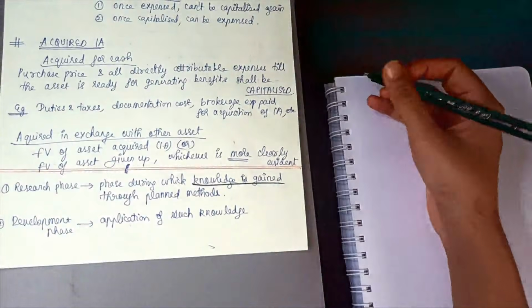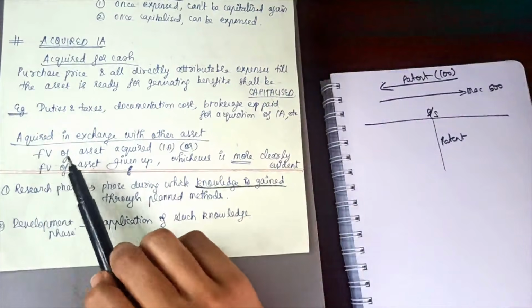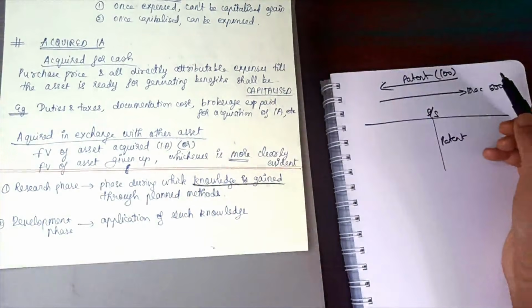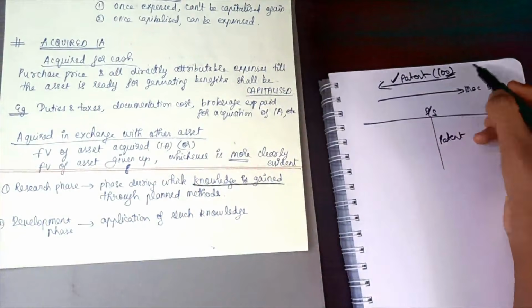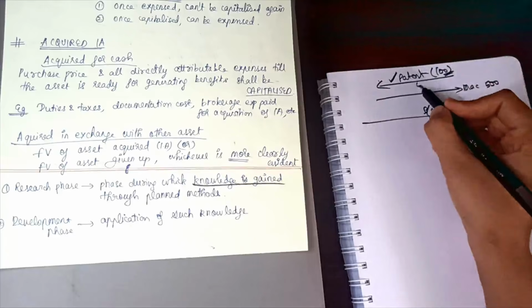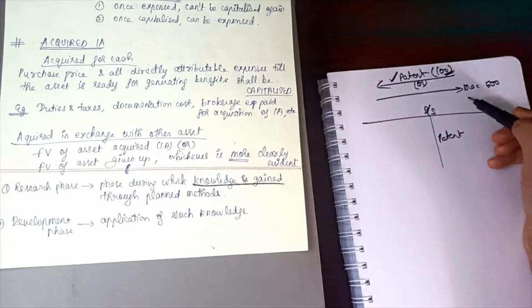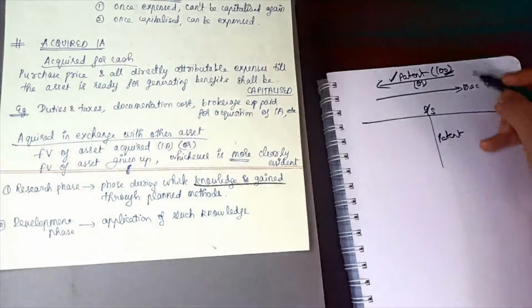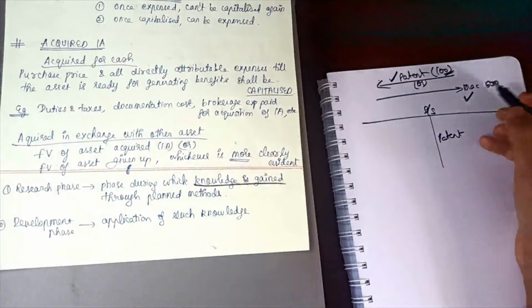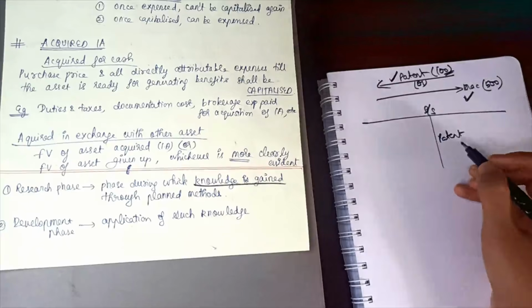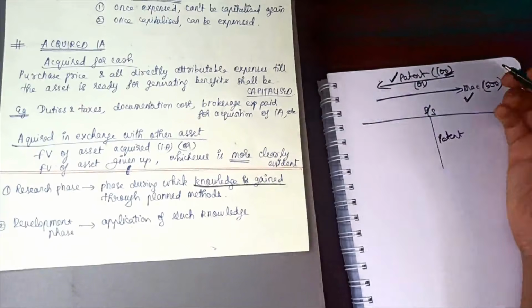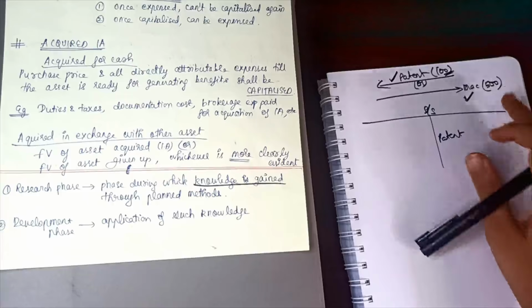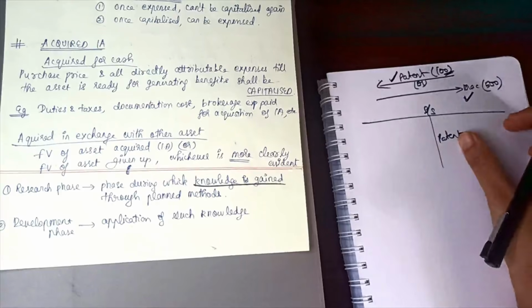So what they say is, you have to see the fair value of the asset acquired. What asset have you acquired now? Patent. Okay, the fair value of the asset acquired is 100 rupees. Or what you have to see is the fair value of the asset which is given up. What asset have you given up? Machinery, and the fair value of the asset is 500 rupees. So what you have to record is whichever value is more clearly evident.